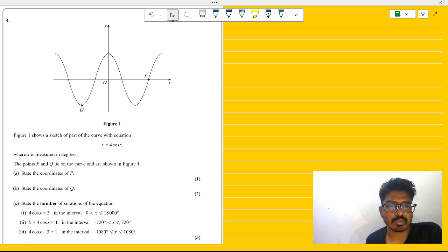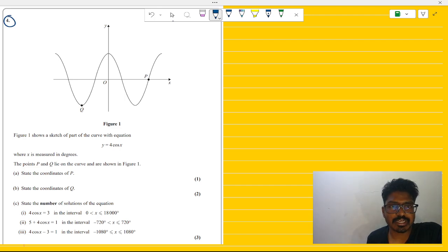So we are starting with question 4. First let us understand the question. Figure 1 shows a sketch of part of a curve with equation y = 4 cos x, where x is measured in degrees. The points P and Q are on the curve, which is shown in the figure. State the coordinates of P and state the coordinates of Q.